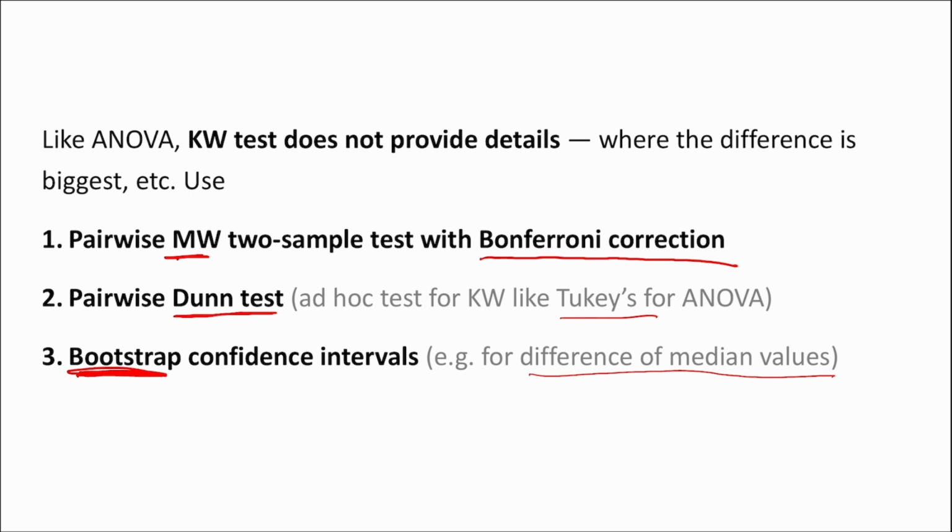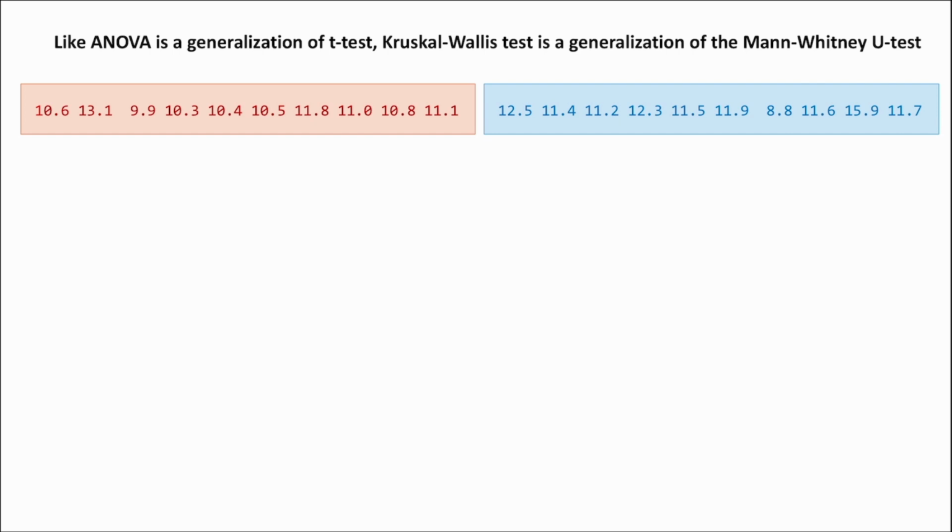However, before we go to the next video, let me show you another similarity between Kruskal-Wallis test and ANOVA. If you remember, ANOVA is a generalization of t-test. If you apply ANOVA to the data set, which is specific for t-test, for example, 2 sample, right? You have 2 samples. The ANOVA p-value and t-test p-value will be identical. The same about Kruskal-Wallis and Mann-Whitney test. So Kruskal-Wallis is just a generalization of Mann-Whitney test.